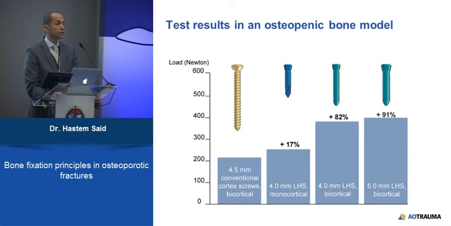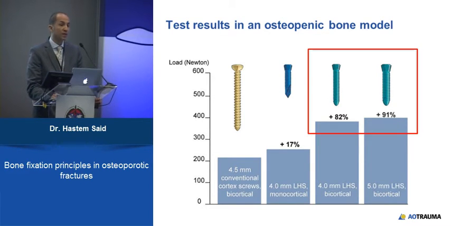Tests were done to compare the load to failure between the regular 4.5 cortical screw, the unicortical locked screw, and the bicortical 4 and 5 millimeter locking screws. As you can see, it's only the bicortical screws that have almost double the load to failure of the regular 4.5 screws. So the unicortical screws, although they were in vogue for a while, are not being used anymore because they're not much stronger than the 4.5 screws. So these bicortical ones are the ones being used mostly now.